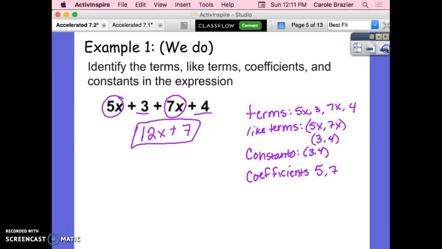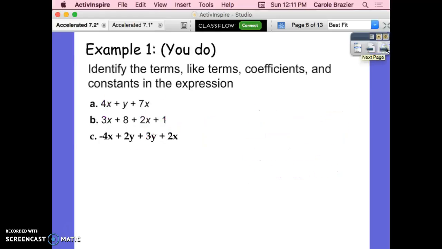Okay, you guys need to pause the video, write down the terms, the like terms, the coefficients, and the constants in this expression. And then when you come back, I will give you the answers. So pause the video, complete A, B, and C, and then resume the video when you are ready.